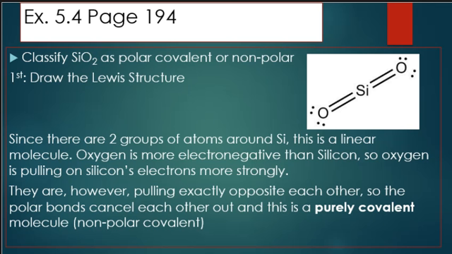Yeah. So what are you guessing on the polarity of this one? Right, it's not going to be polar, is it? They're going to be canceling each other out. There are two groups of atoms around Si. It's linear. Oxygen is more electronegative, so they're going to be pulling outward. So it's pulling on silicon's electrons more strongly. They are, however, pulling exactly the opposite direction.